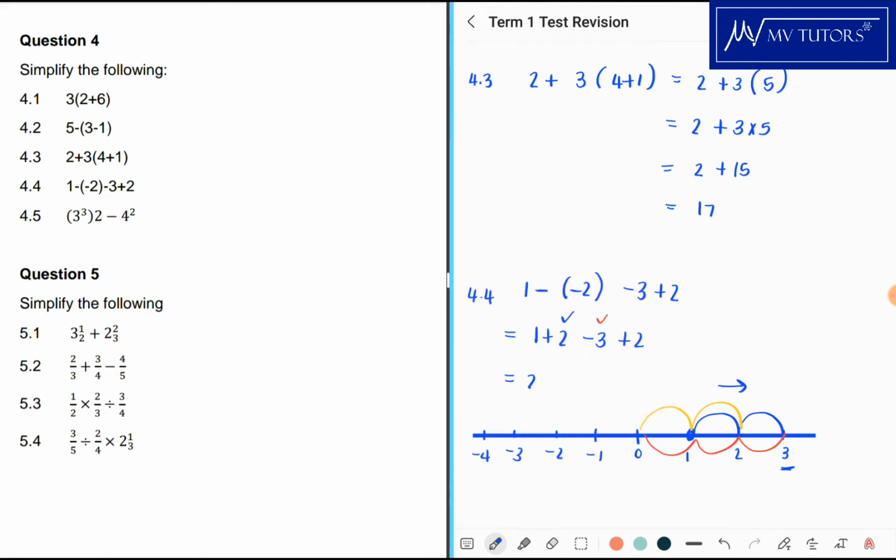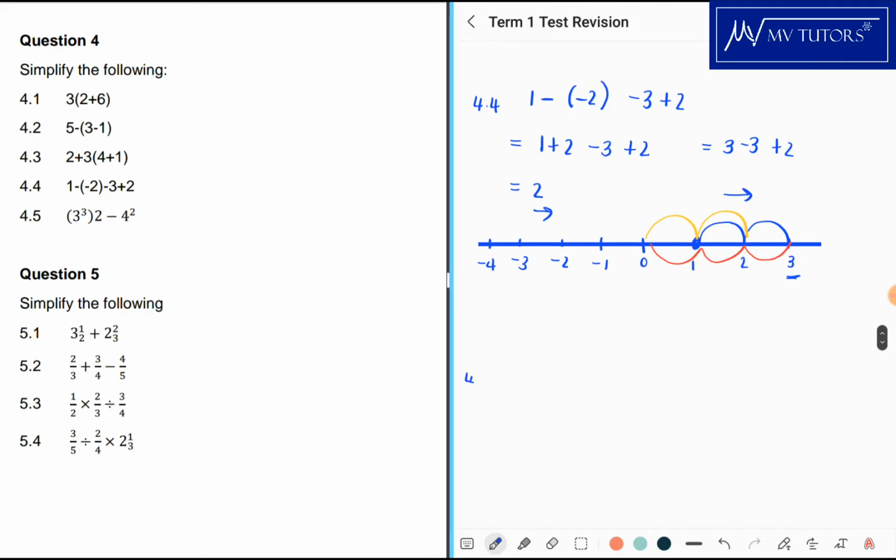Okay, there it is if you use the number line. If you didn't use the number line, you could have said 1 plus 2 is 3. And then I'm subtracting 3, so I'm at 0 plus 2. I need to end up with 2.